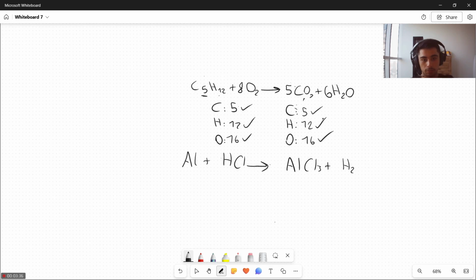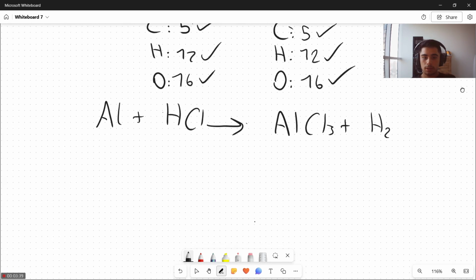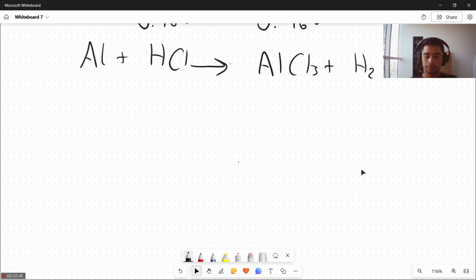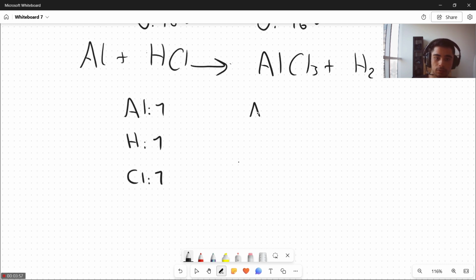The thing that you might struggle with is the next part. So let me bring this down here. As I said, I like to write down what we have on our paper here. So we have 1 aluminum, 1 H, hydrogen, and 1 Cl, chlorine. On the other side, we have 1 aluminum again, thankfully. We have 2 hydrogens this time, it's diatomic, and then we have 3 chlorines.